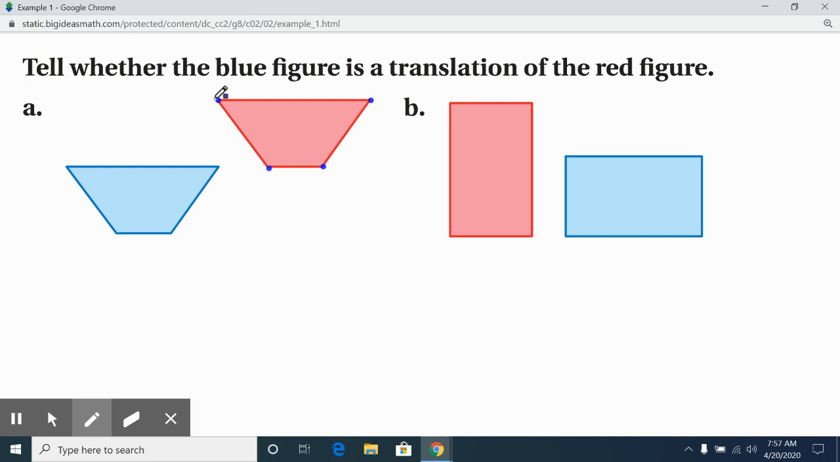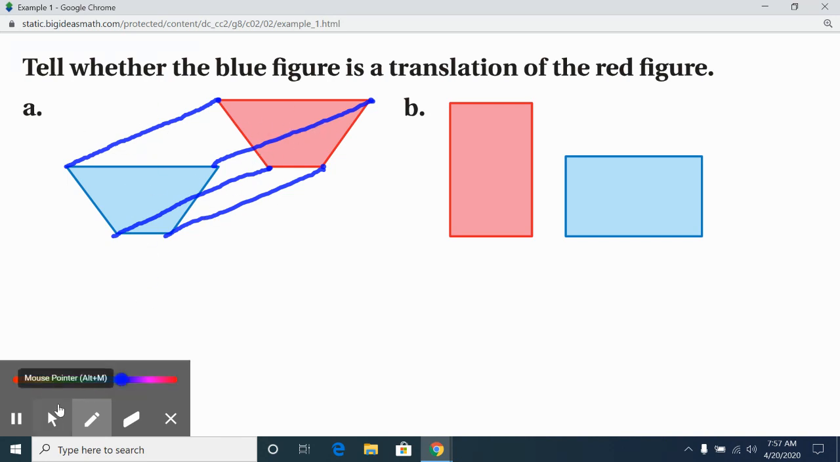Can I just slide every one of these? So here to here, its corresponding angle. Here to here, its corresponding angle. Here to here, and here to here. Can I just slide each of those vertices the same distance in the same direction to get this blue figure? The answer is yes. All right. Each of these lines, if drawn perfectly, are the exact same length.